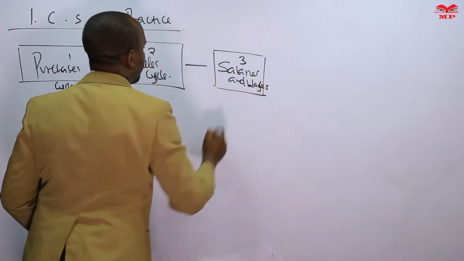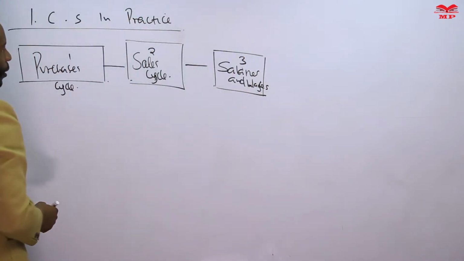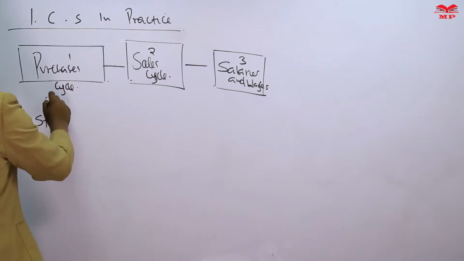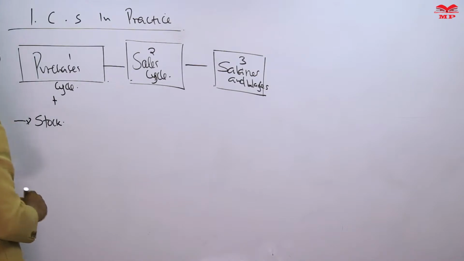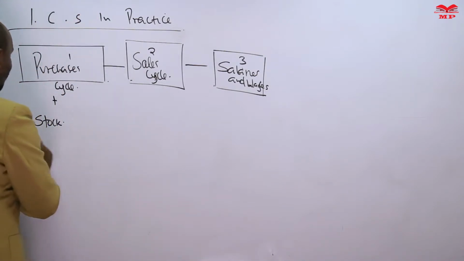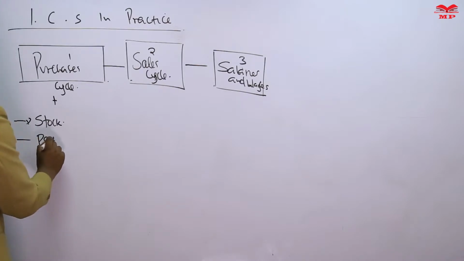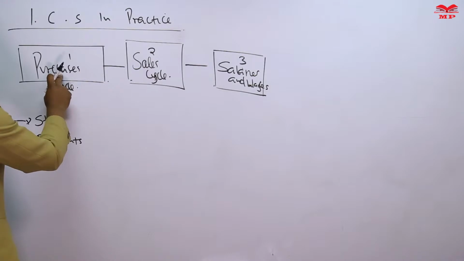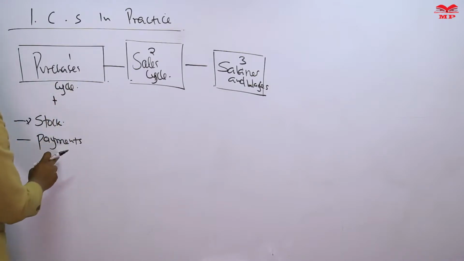We're also going to be looking at stock, but we can combine stock with what? Purchases, because what you purchase is what becomes stock. And we have payments. Payments are done using what? We purchase, then we have stock, and then we make the payment. So we're also going to combine that one with payments.